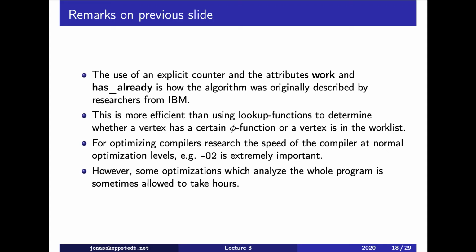And the speed of an optimizing compiler is extremely important. We expect compiling a file within a few seconds at most. Of course, there are some optimizations which can take much longer, such as several hours, but normally we want the compilation to be fast, and therefore we need to make use of fast algorithms and fast implementations of these algorithms, which, by the way, C and C++ are the preferred languages for implementing optimizing compilers.